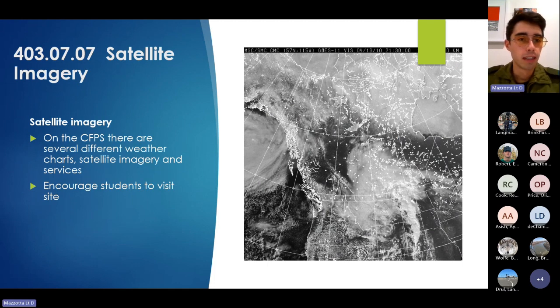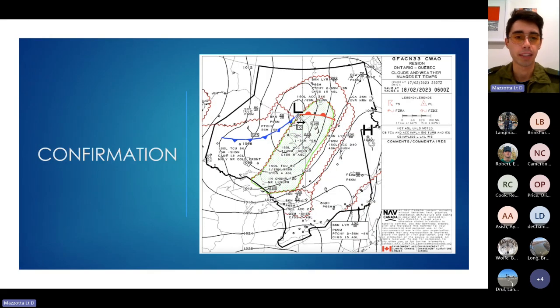Almost done here. On CFPS, you have different weather imagery. So if you want to get some satellite or radar imagery, you can find that on CFPS if that's what you would like. Usually for us in the gliding program, we just look at the weather radar. Haven't really looked too much at satellite imagery, but it's there if you would like to use it. Okay, I know that was a lot.